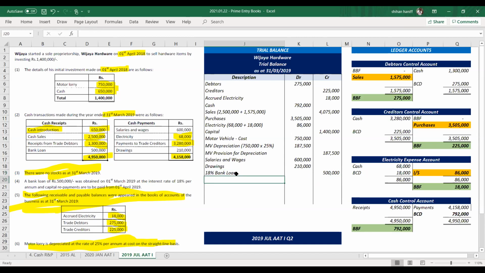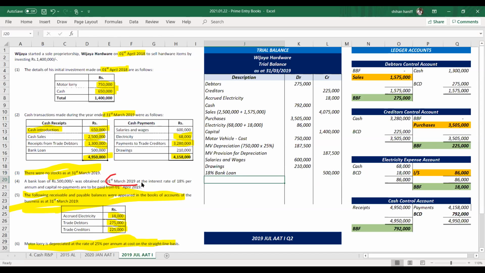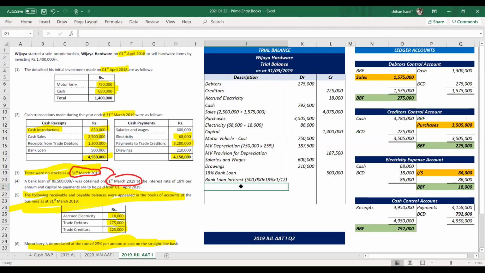So with 18% interest, we have to pay the interest. What is the duration for the interest? 1st of March to 31st March. Year end is 31st March. So how many months do we need to pay interest? Bank loan interest is 500,000 into 18%, only 1 month. Only 1 month interest. So the double entry is, still the interest is not paid.